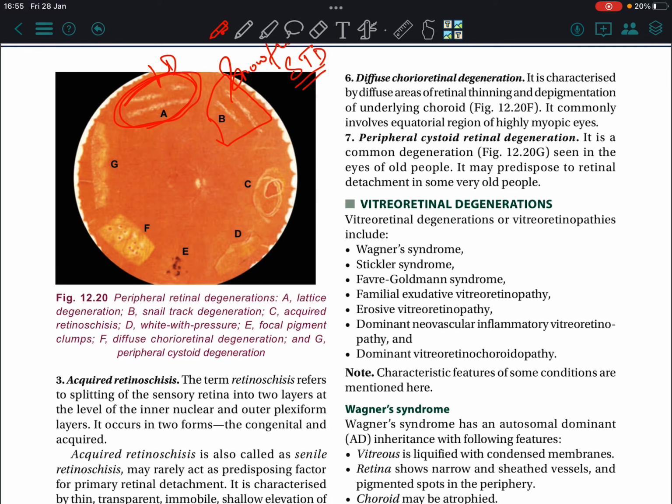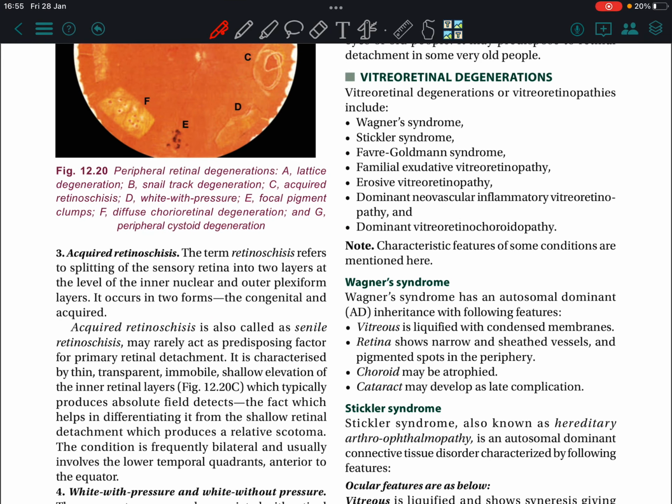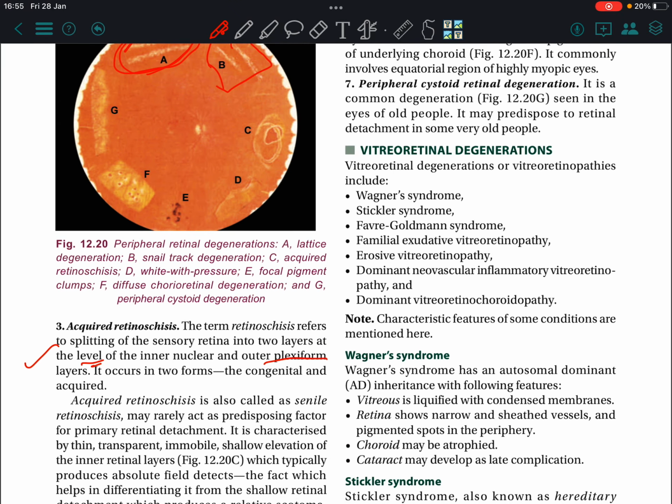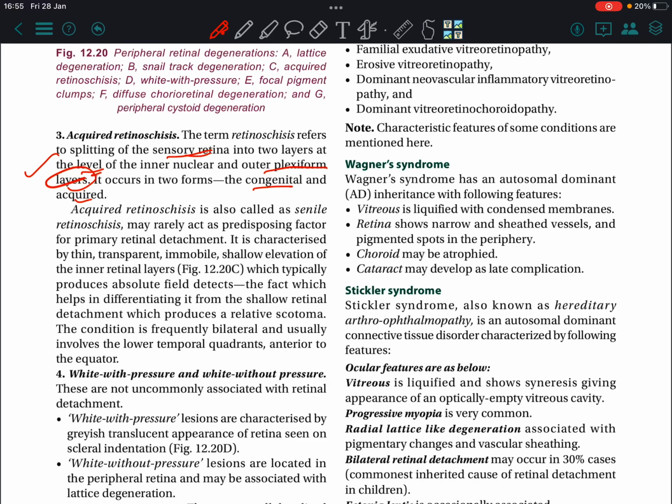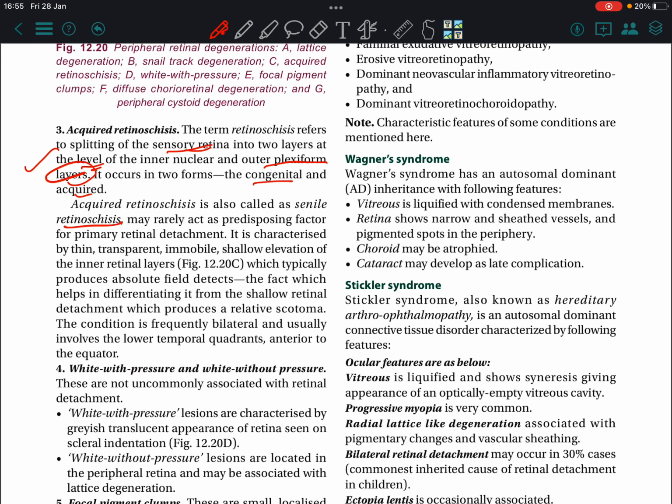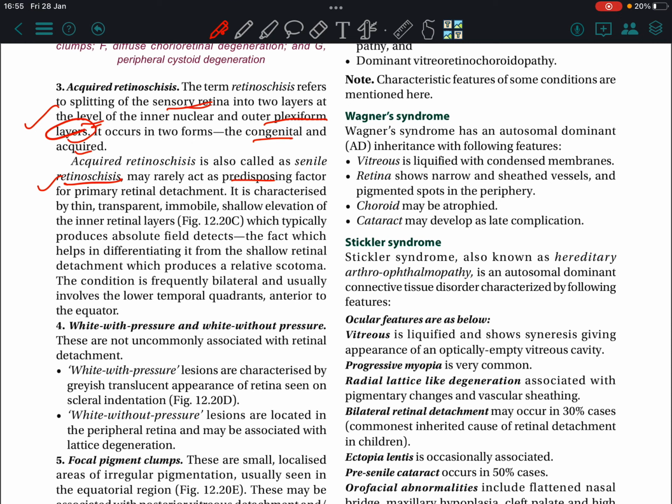Acquired retinoschisis. The term retinoschisis refers to splitting of the sensory retina into two layers at the level of the inner nuclear and outer plexiform layer. It occurs in two forms: congenital and acquired. Acquired is also called senile retinoschisis. It may rarely act as a predisposing factor for primary retinal detachment. It is characterized by a thin, transparent, immobile, shallow elevation of the inner layers.